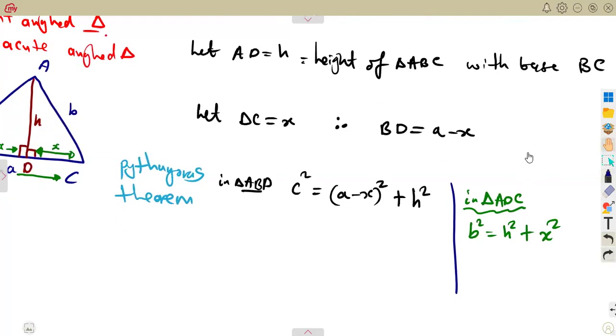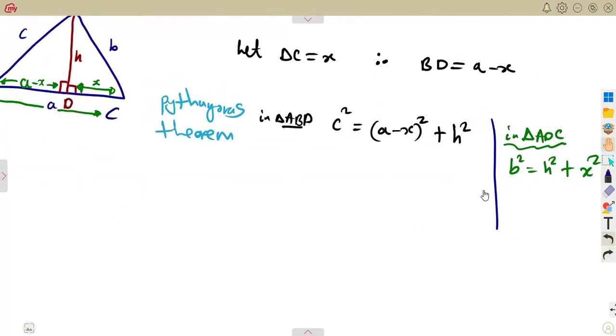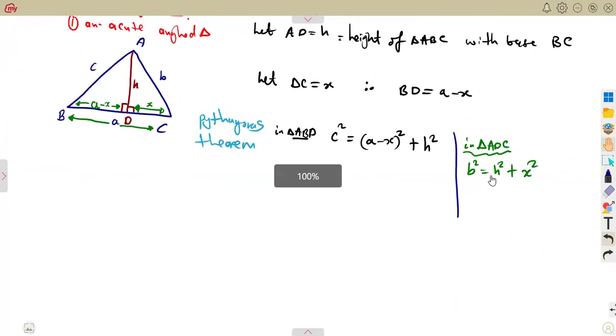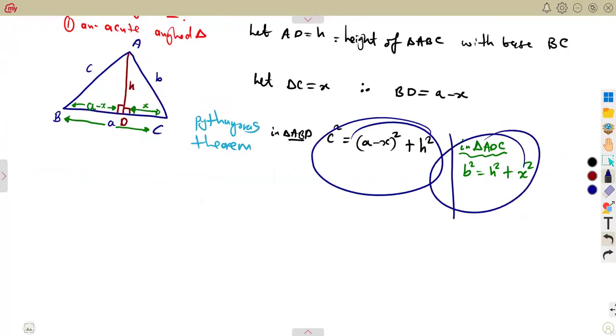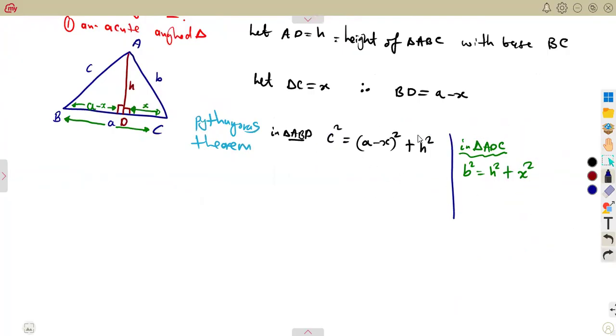Now I want us to notice something that we have in common from these two formulas of the Pythagoras. We have written this where we've got C, A, X, and H. There we have got B, H, and X. What if we expand this and take something from this formula? Is it going to be B? Is it going to be H? Let's see what we can relate.